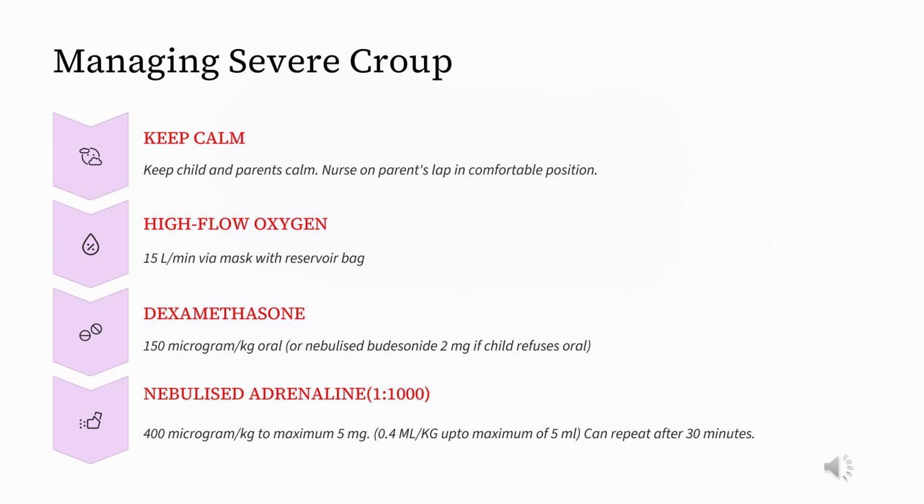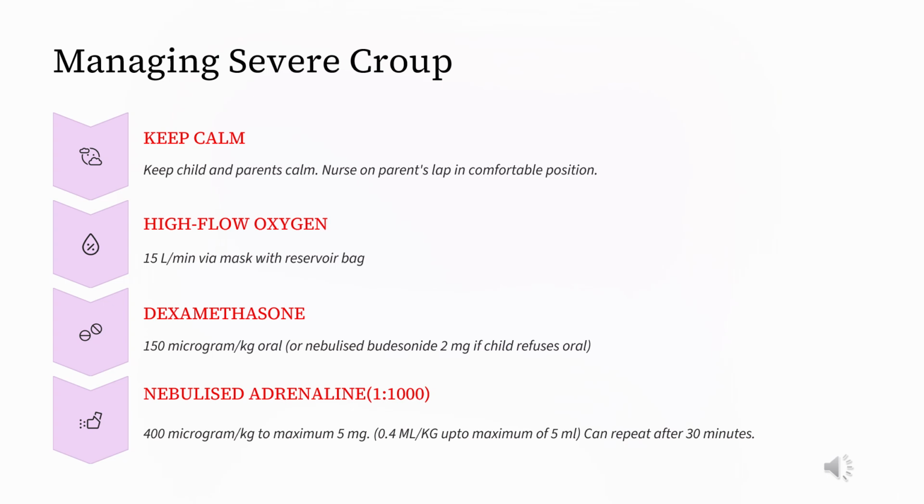But if the child is fighting when you give oxygen, you better avoid. Keep the child calm as much as possible. But when the saturation is low, we have to give oxygen. Try to pacify the child and give oxygen. And dexamethasone, you will give same 150 microgram per kg orally. Or if the child is not taking orally, you can give nebulized budesonide 2 milligram.